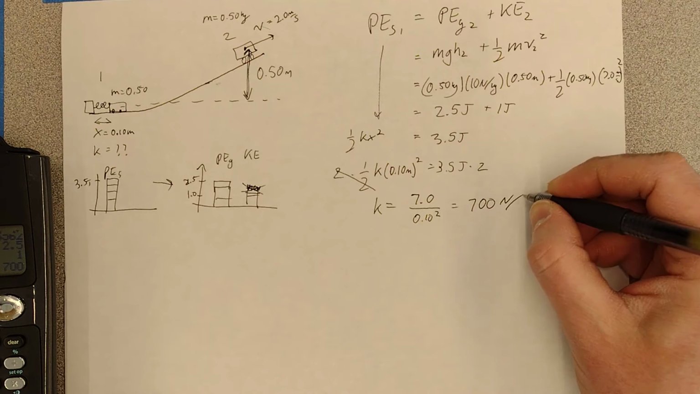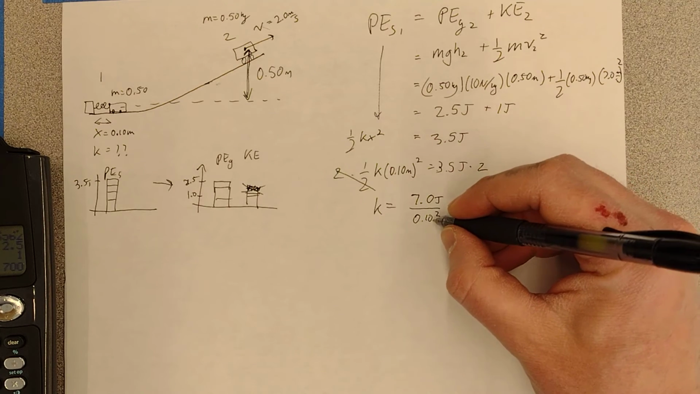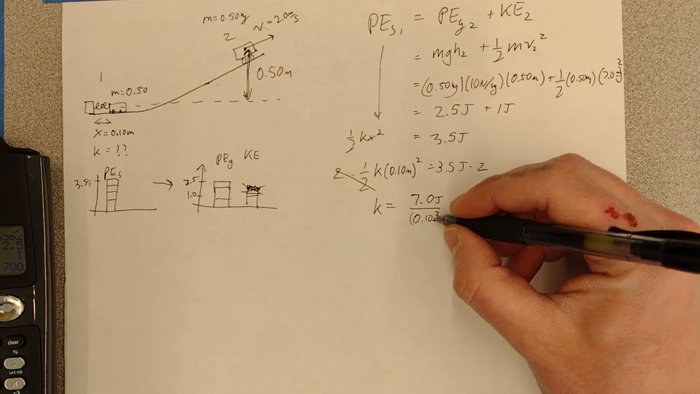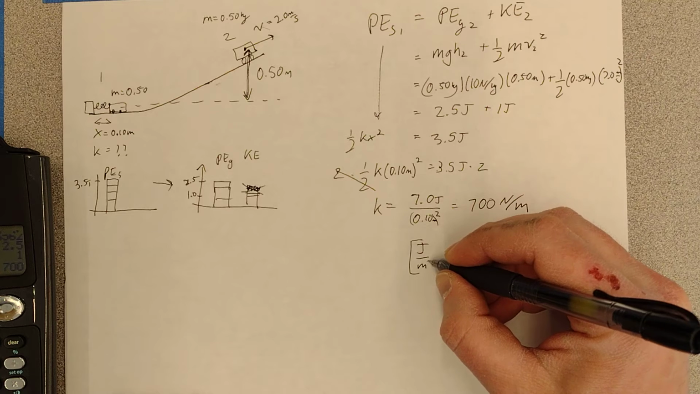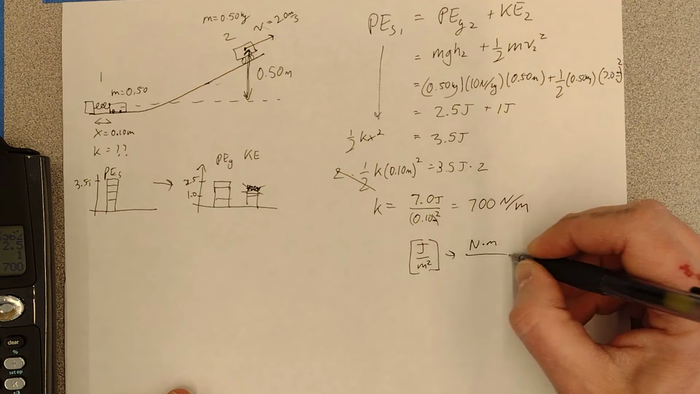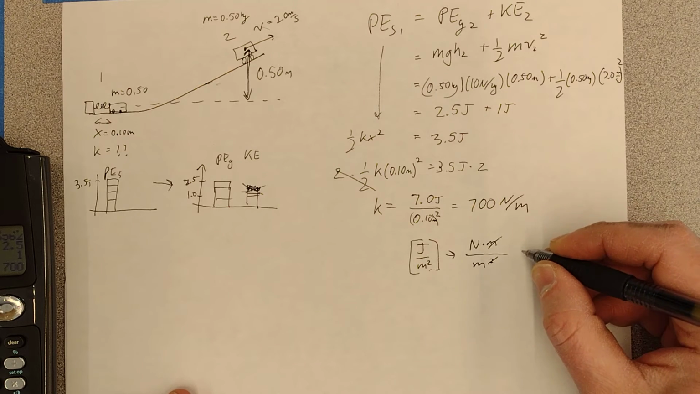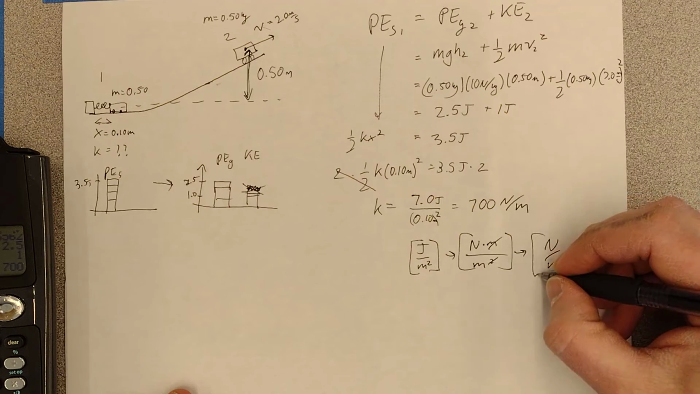And spring constant will be newtons per meter. This is still joules up here. This is meters here. So you end up with units of joules per meter squared. Well, a joule is a newton times a meter divided by meter squared. Those cancel. End up with newtons per meter for the units on spring constant.